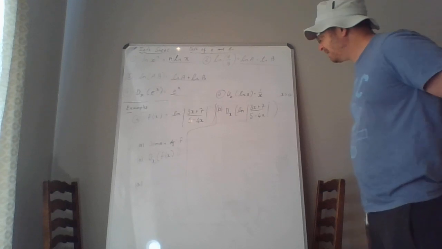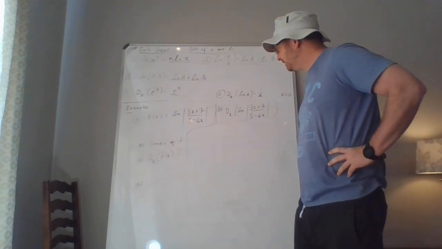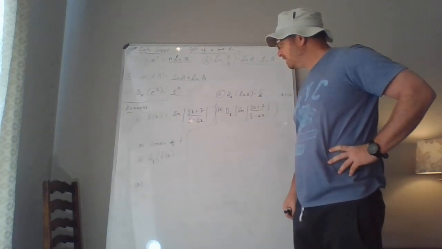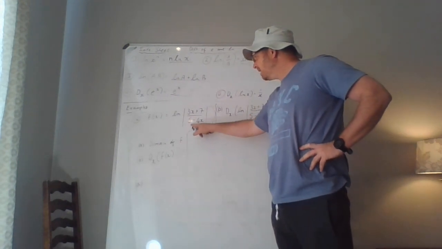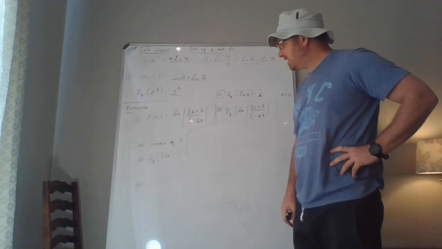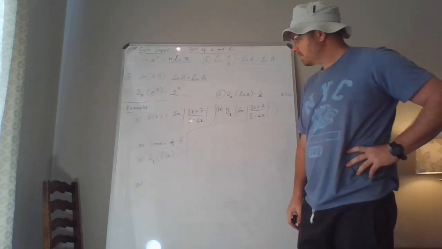Okay, next sum, let's have Nicole doing this one. So you've got f of x is equal to ln absolute value of 3x plus 7 over 5 minus 4x. Okay, first question I want you to do, A, find the domain of that function f, and B, differentiate f of x. Give it a go.